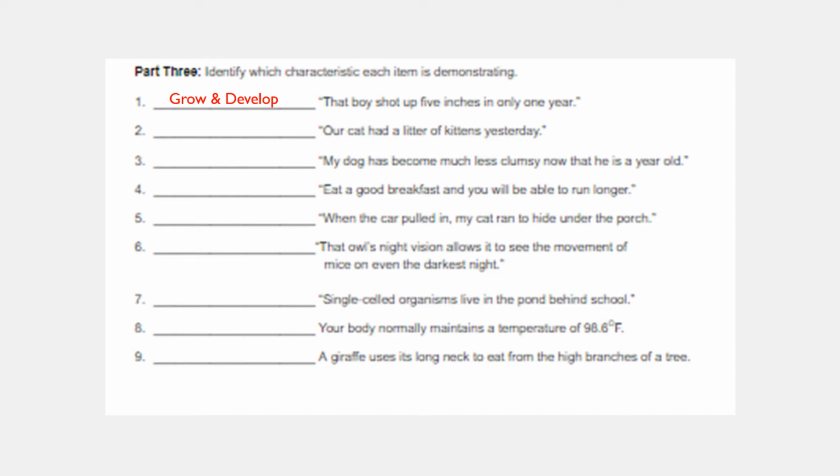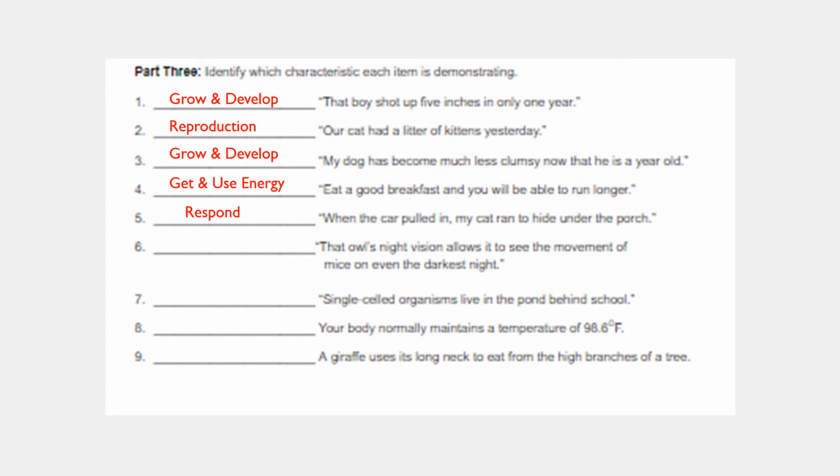Our cat had kittens. That's obviously reproduction. My dog has become much less clumsy. That's growing and developing. And again, if you just put develop, I'll take it. But in the future, keep that phrase together. Eat a good breakfast and you'll be able to run. That's going to be get and use energy. When the car pulled in, my cat ran to hide. There was a stimulus of the car pulling in and the cat responded.